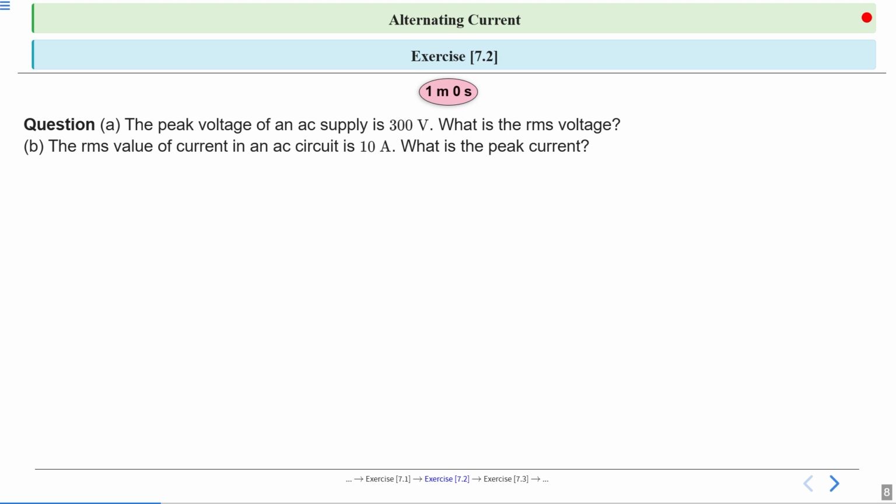Also the B part: the RMS value of current in an AC circuit is 10 ampere. What is the peak current? Both parts are identical. We know the relation between RMS and peak value: if for any quantity the RMS value is given, the peak value will be root 2 into the RMS value. In A part, peak voltage is given and we have to calculate the RMS value, and in B part, the RMS value of current is given and we have to calculate the peak current. I will give you some time to solve it.